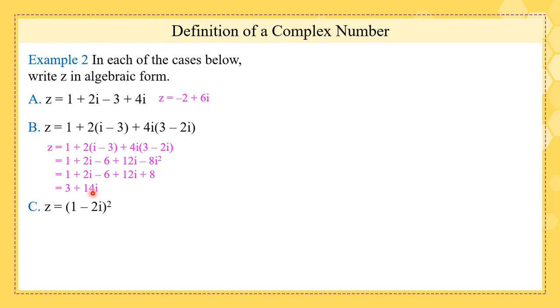Now the third case, we can use also identities. This is a squared minus 2ab plus b squared, but we have to pay attention to i squared, which is negative 1, and we get minus 3 minus 4i.